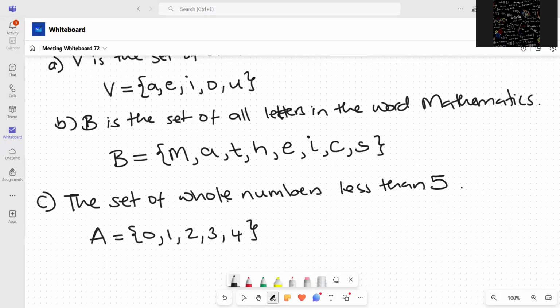And this is a set because the whole numbers part, that is well defined. Okay, so it is natural numbers, including 0. We don't consider the negative ones. If we do, then we're now talking about integers. But here we're only talking about the positive ones, including 0. So this is how you would write it in roster form.